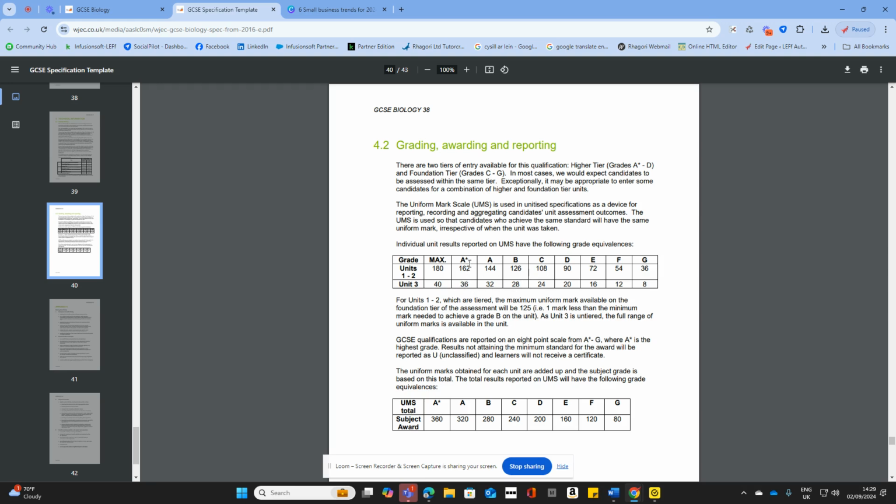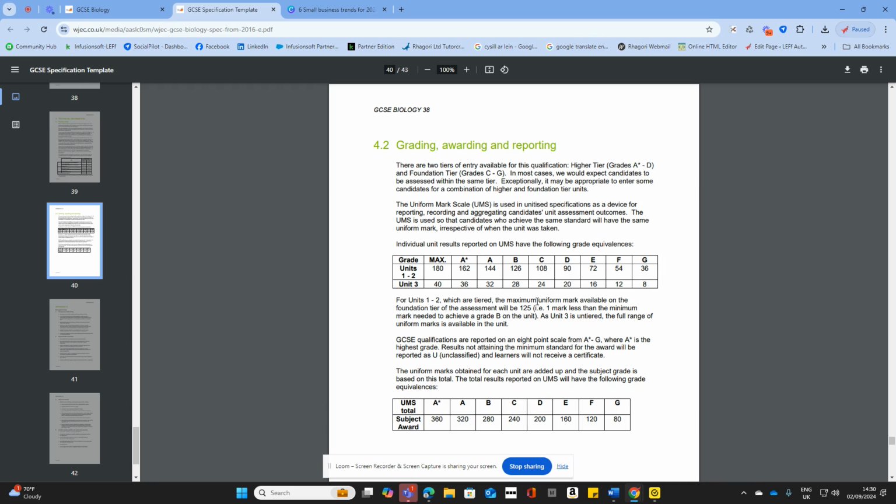Now, these boundaries don't change from year to year. And what you'll find at the bottom here is the total of all these UMS marks that you need to achieve each of the grades. So for example, you need 240 to get a C. So if you look at what you've got from unit 1, plus you know how much you get for unit 3, the coursework, you then know how much you'll need to achieve whichever grade you're looking for here.